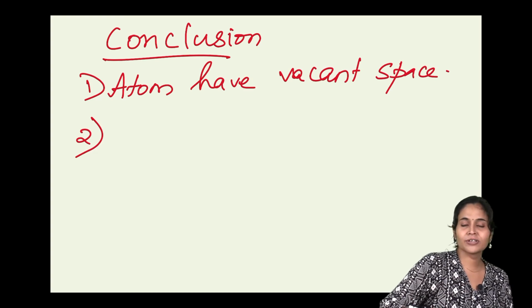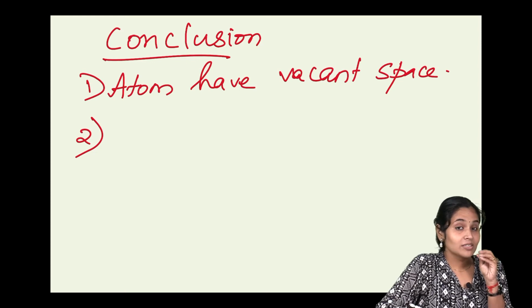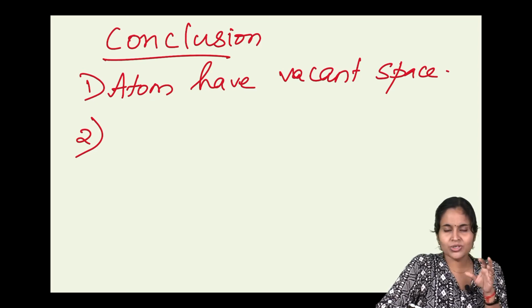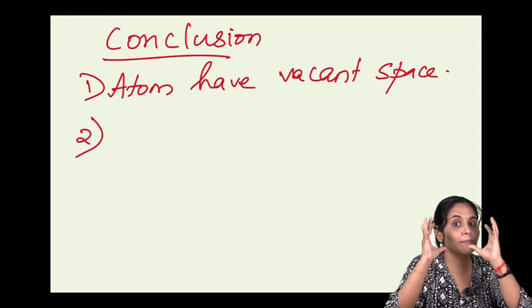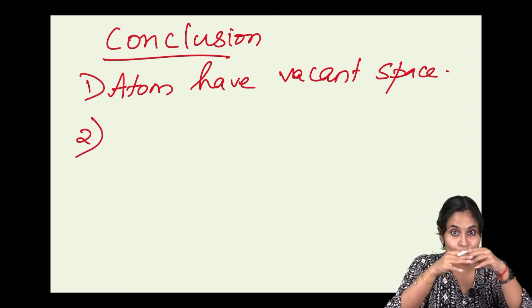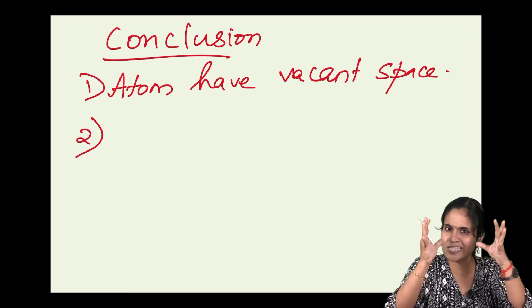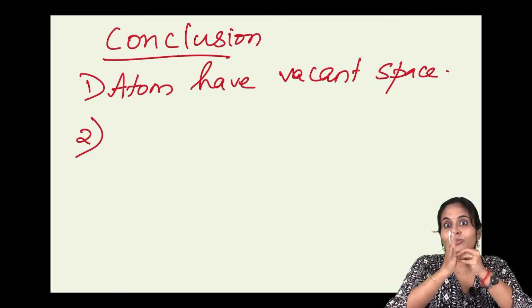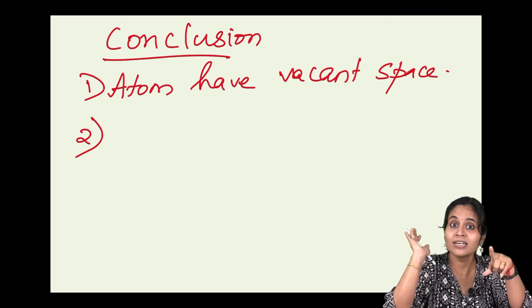Then the second conclusion was that since some of the particles got deflected, there should be some positive charge present inside the atom. Why is he saying that? Because alpha particles are similar to helium nuclei, and the nucleus behaves like a positive sphere, because inside the nucleus you have positively charged protons and chargeless neutrons. So as the alpha particles are deflected, they should be striking some positive charge present inside the atom, correct? Then only they will get deflected.